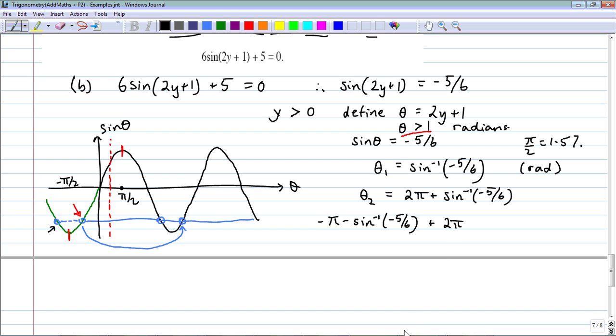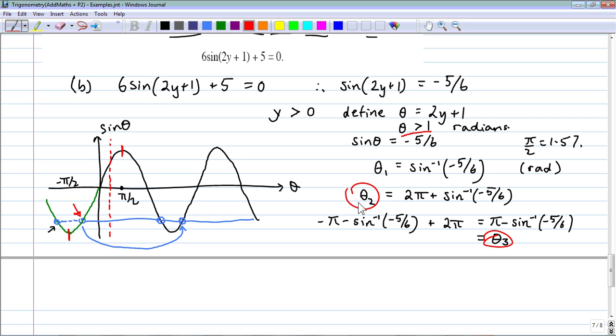Hang on a minute, let me check that. Yes, sorry, just double checking. It's definitely correct. Another way to write it, of course, is pi minus the original angle, and we can call that theta 3. And our two answers are theta 2 and theta 3.